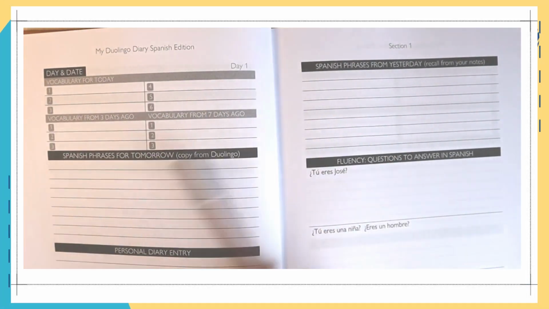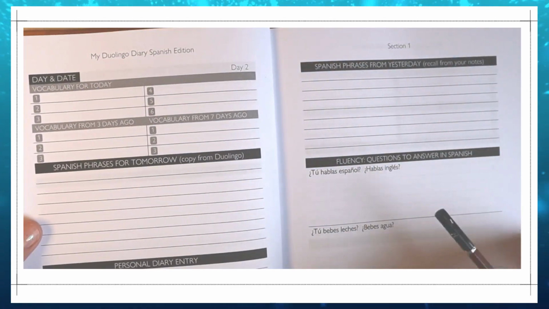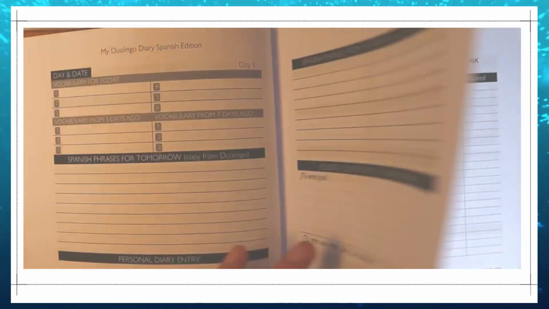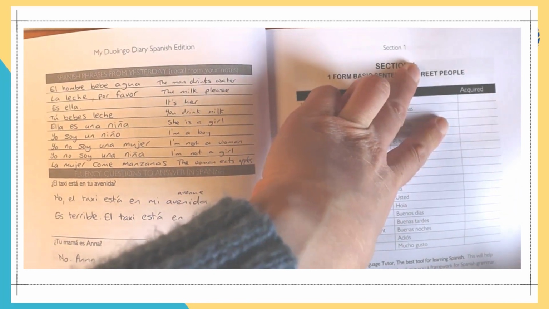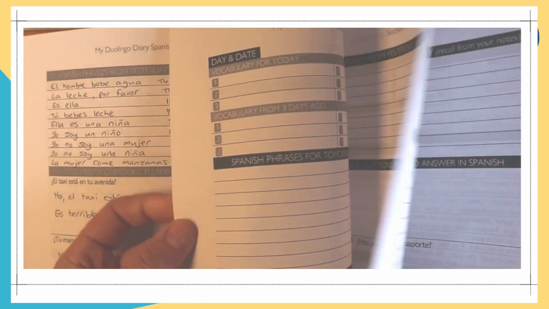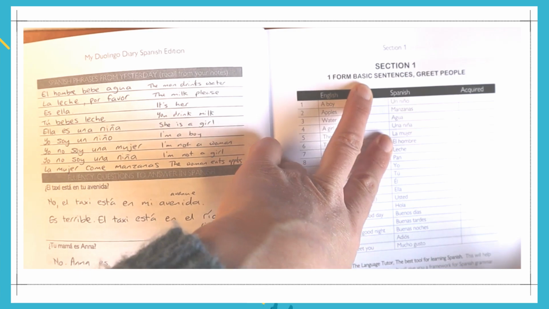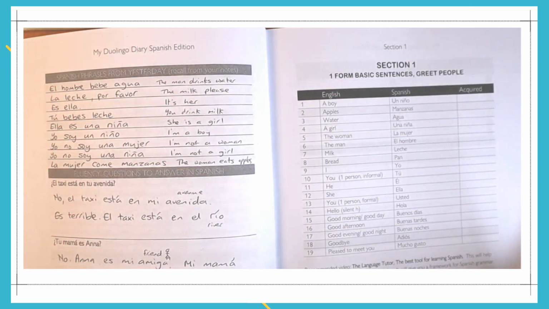Now, this double-page spread would be completed in 1 day. And there are 3 of these that cover that first lesson, which was form basic sentences and greeting people on the Duolingo. So you would aim to finish these 3 pages by the time you finish that lesson on Duolingo, form basic sentences and greet people. I think it's 2 lessons now.